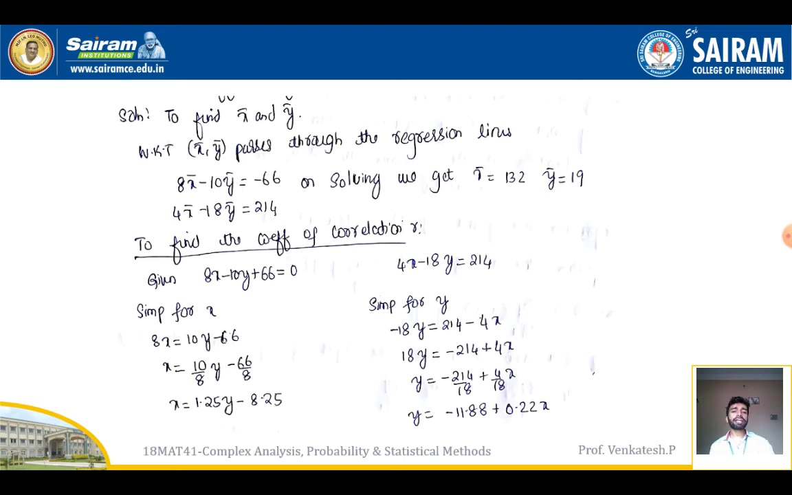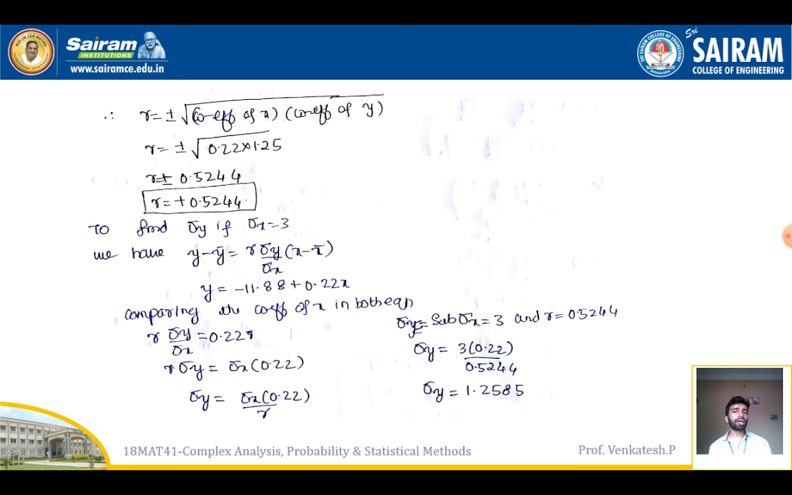Similarly, from the second equation, I'm going to represent y in terms of the x variable. I'll get minus 18y is equal to 214 minus 4x, or 18y is equal to minus 214 plus 4x. So y will be equal to minus 214 by 18 plus 4 by 18 x. So I'll get y is equal to 0.22x minus 11.88. From this we can observe that 1.25 is the coefficient of y and 0.22 is the coefficient of x. I'm going to incorporate this in the formula.